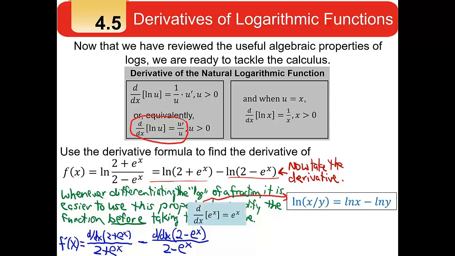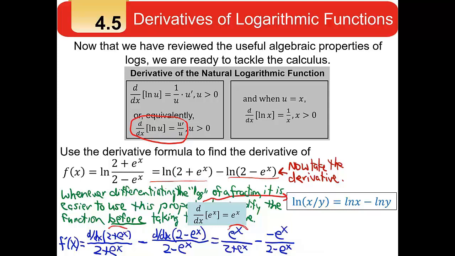The derivative of 2 plus e to the x. Well, the derivative of 2 is obviously 0 because it's constant, but what's the derivative of e to the x? Well, we just learned that. The derivative of e to the x from the last section is e to the x. So when you take the derivative of 2, you get 0. When you take the derivative of e to the x, you just get e to the x. So that just gives you e to the x.